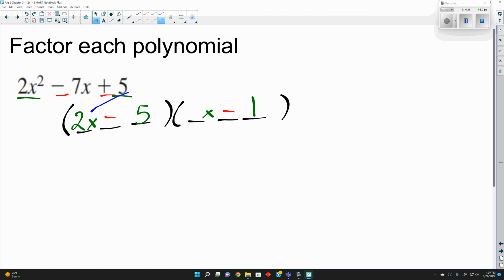And the last thing we need to do is check. So 2x times negative 1 is negative 2x. Negative 5 times x is negative 5x. Negative 2 minus 5.